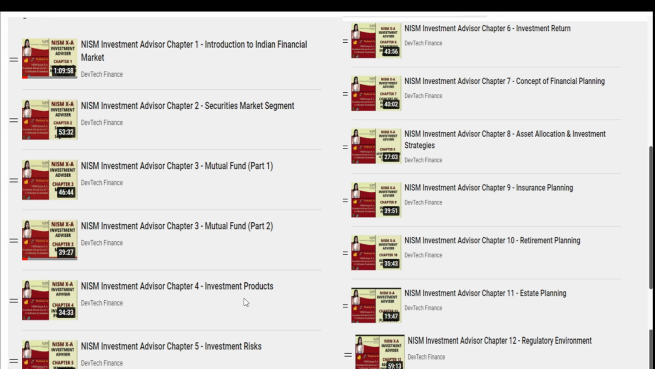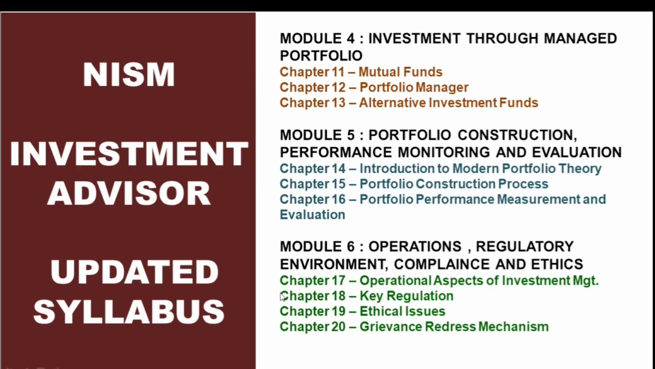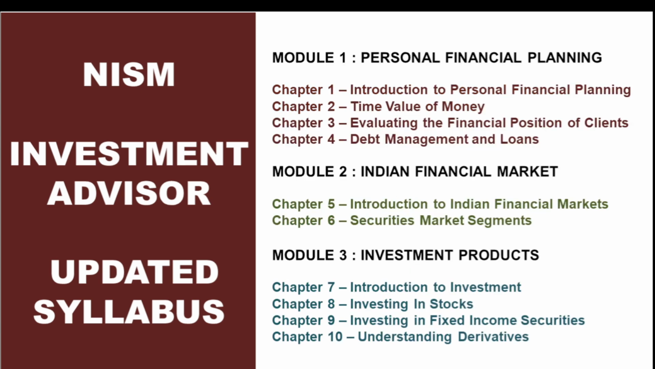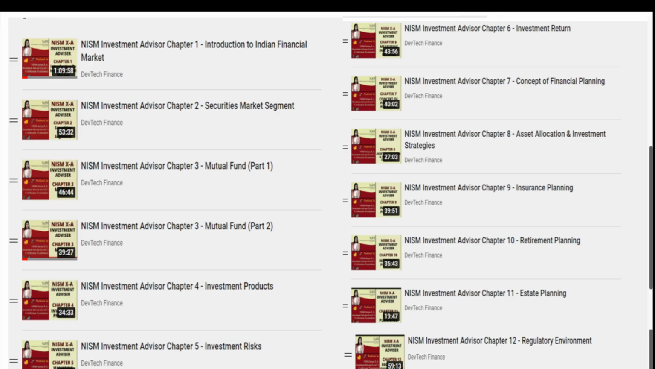Coming to chapter 4, which is investment products, you can see that investment products is now referred to under module 3. Just focus on the updated syllabus. It is now module 3, investment products, where investments, stocks, fixed income securities, and derivatives are discussed. All these topics have already been covered, and it is under chapter 4, investment products.